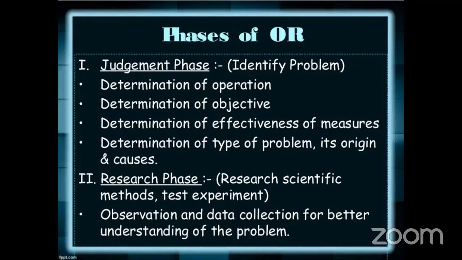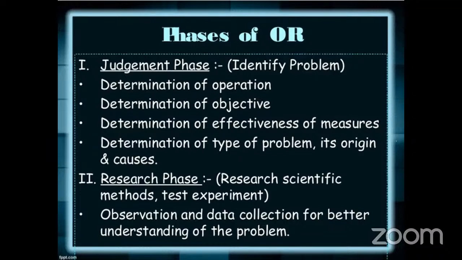Then we'll go to the research phase. In the research phase, we apply scientific research methods and test the experiment. So how much area is available? That is one point, which can be handled only in a numerical way. As I told you, it is a quantitative method. So numericals means what? We need to keep all the data in numbers.